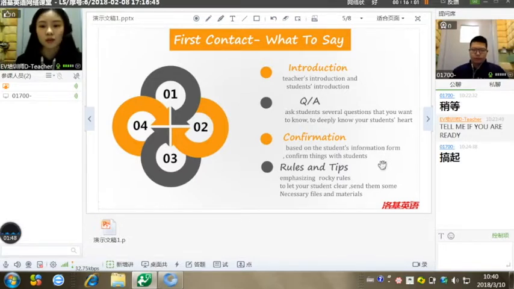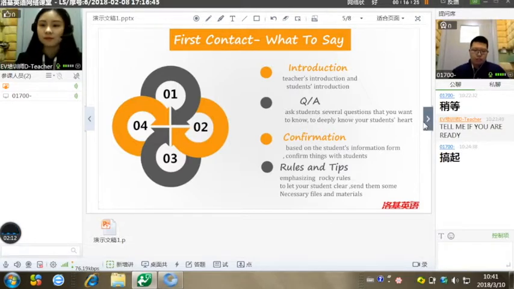The third part is about the confirmation. Based on the student's information form, confirm things with the student. And the last part is about the rules and tips. You can emphasize Rocky rules to make your student clear, and send them some necessary files and materials. And after our contact, it comes to our first class.